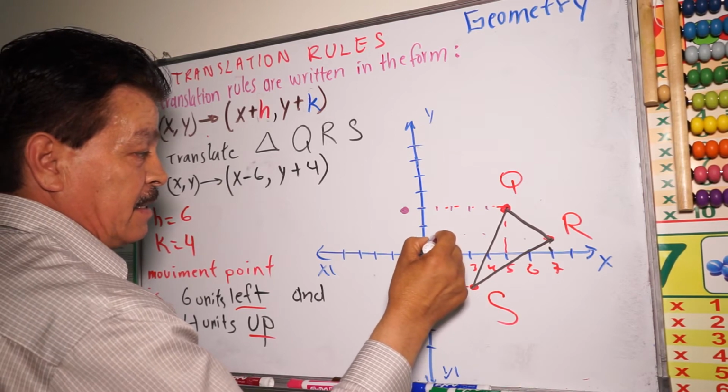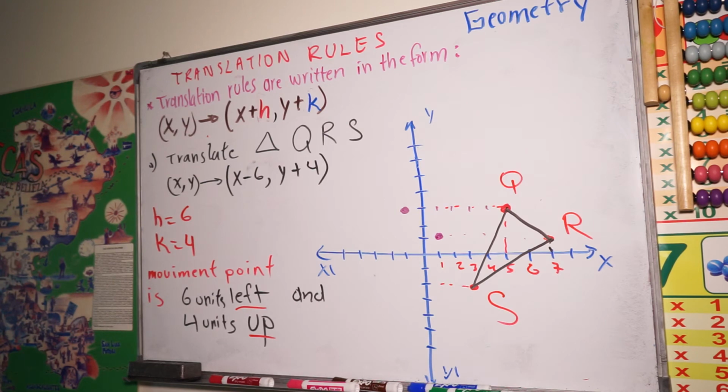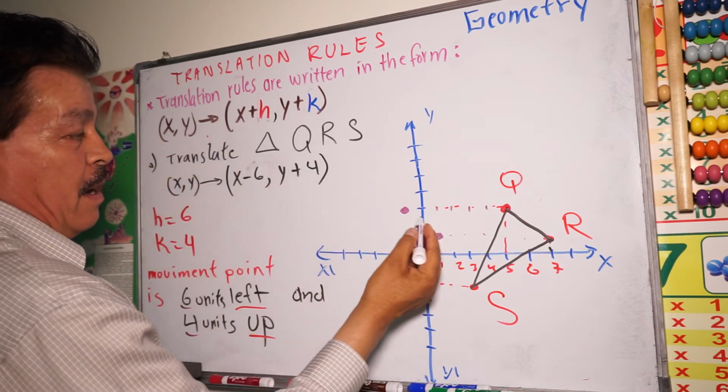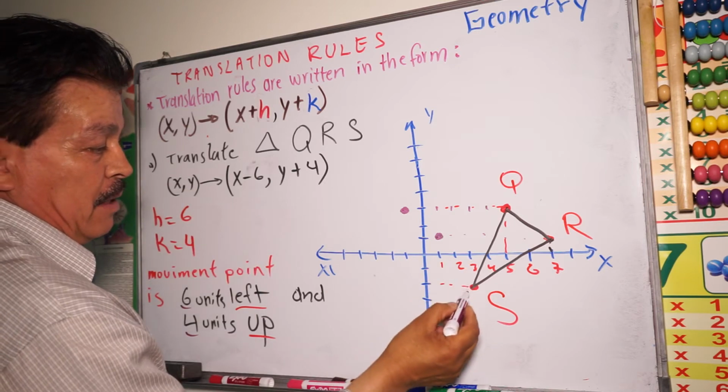1, 2, 3, 4, 5, 6. Okay, 6 units left, right? 6 units left. And then let's continue the same. Well, this one.